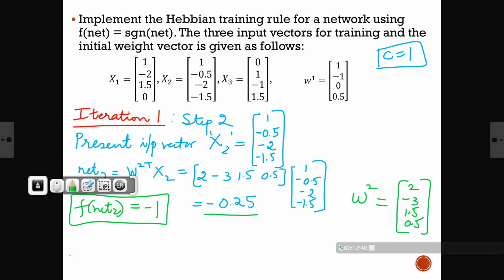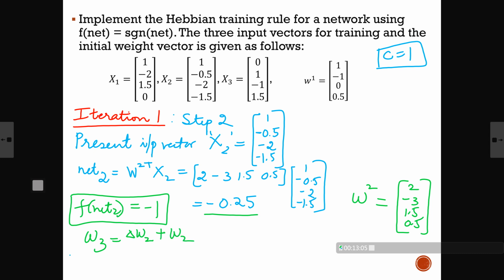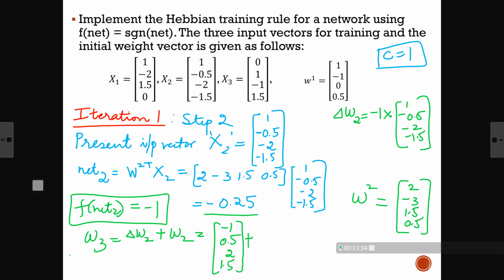So based upon that, we have to calculate the weight delta W2, and also we have to calculate W3, that is the weight W3. So I shall directly calculate W3, which is same as delta W2, and if you can calculate delta W2 separately also, plus W2. So if at all you want to calculate it separately, delta W2, how you would do it? Delta W2 is nothing but C, which is 1, and then F of net 2, which is minus 1, into the input pattern 1 minus 0.5 minus 2 minus 1.5. So this is what you do, and delta W2 will become what? Minus 1 plus 0.5, 2, 1.5 plus 2 minus 3, 1.5 and 0.5.